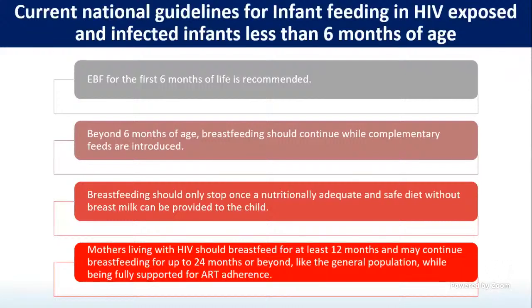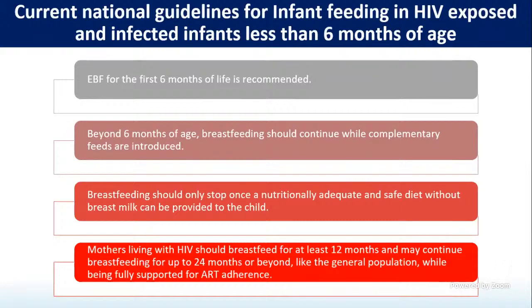The current national guidelines for infant feeding in HIV exposed and infected infants less than 6 months of age is exclusive breastfeeding for the first 6 months of life, because that is the best feed for the baby. It contains all the nutrients, that is the carbohydrates, proteins and fats, in the right proportion and in a form the baby can absorb and digest. It also has all the antibodies against the various common child illnesses. So exclusive breastfeeding is recommended for the first 6 months.